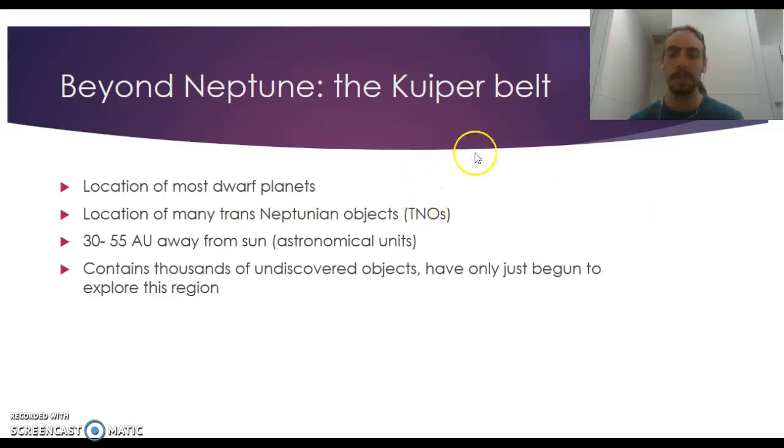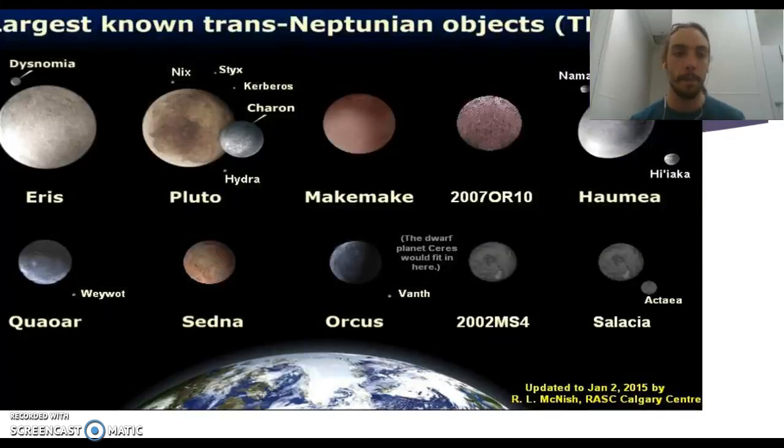And there are plenty of other ones I'm sure that we just haven't found yet. So they're going to be the location of many trans-Neptunian objects, or TNOs. That's where the Kuiper Belt is. It's around 30 to 55 astronomical units away from the sun, and it contains thousands of undiscovered objects. So we've only just begun to explore this region because it's so far away. We haven't had the technology or the time to send a probe out into space and get readings back. It takes a long time for that stuff to get out there.